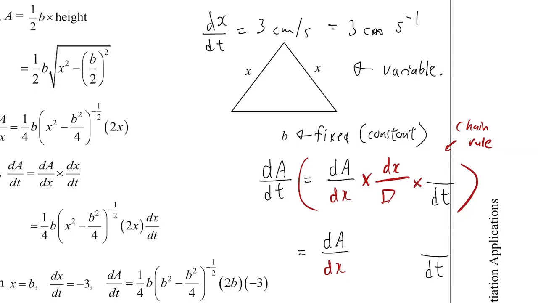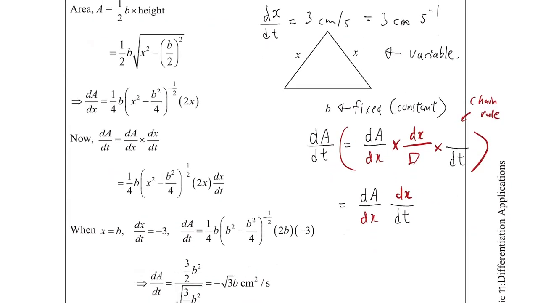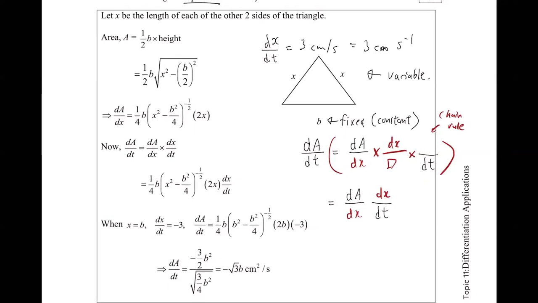So anyways, you just need a dx by dt and a dA by dx. Okay, so how do we find dA by dx? That's when you need to realize that, oh, wait a minute, we have a formula for the area of a triangle, right? Half times base times height. Then we can use that.